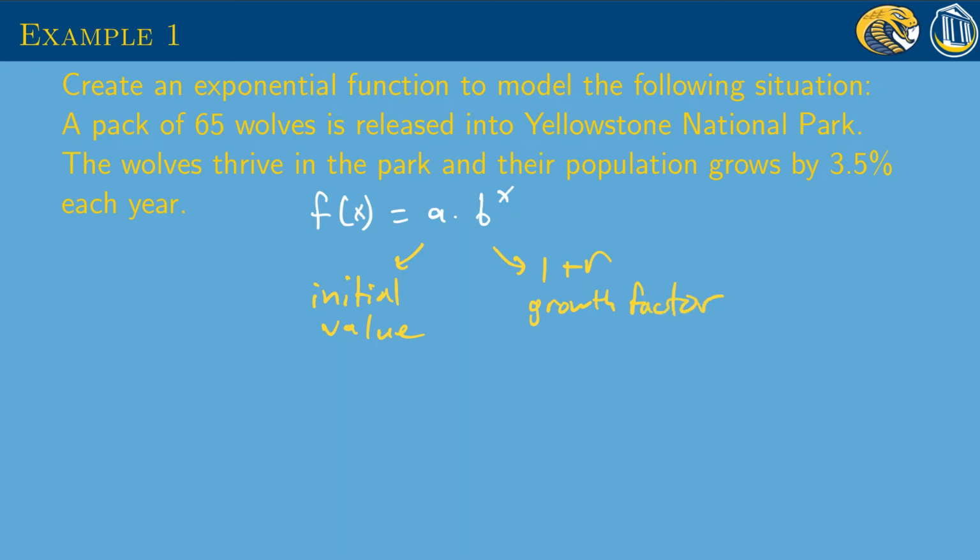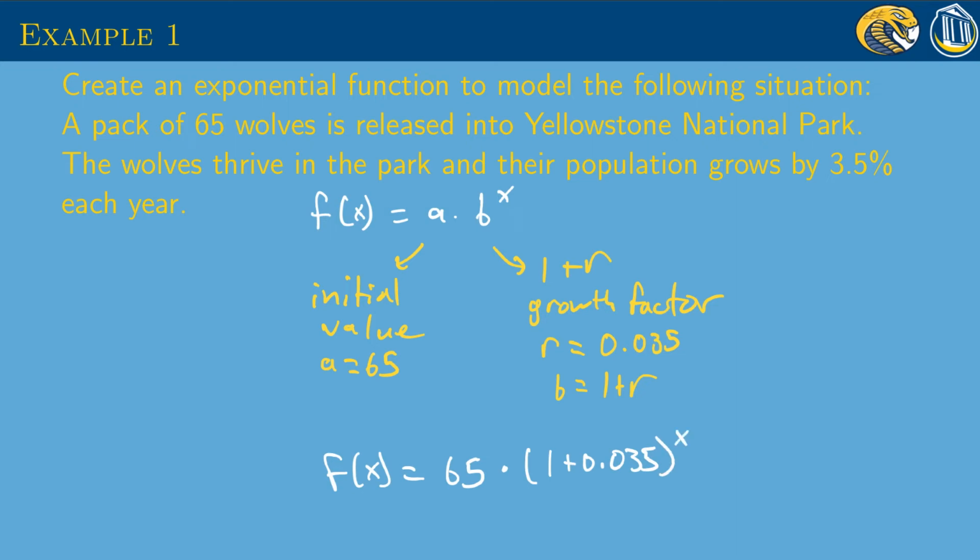In this case, our initial value is a equals 65, and our growth rate, r, 3.5% is 0.035 as a decimal. b equals 1 plus r, that's 1 plus 0.035, meaning that our final equation, f of x, is a, our initial value 65, times b, 1 plus 0.035 to the x. And if we want, we could write this as 1.035.